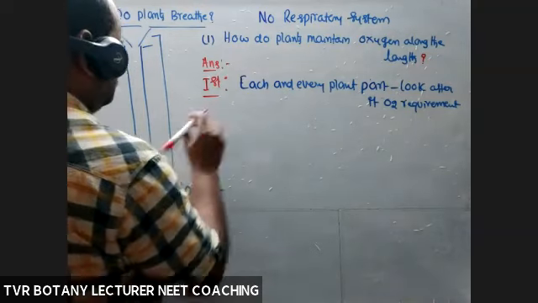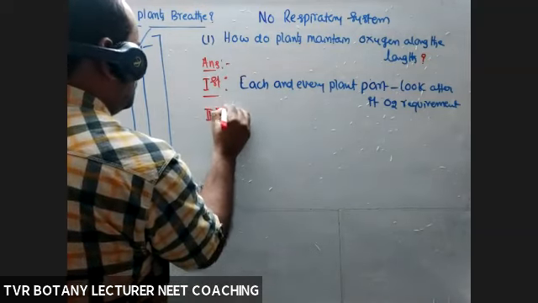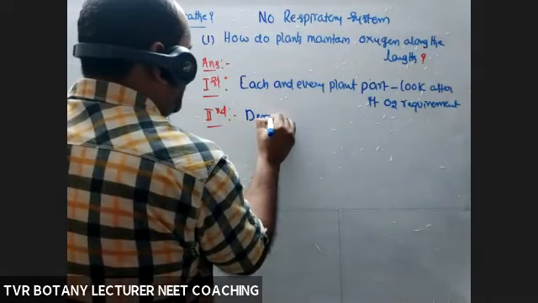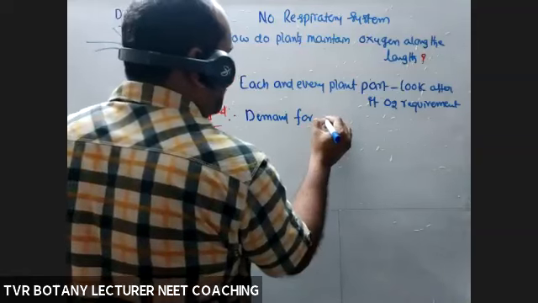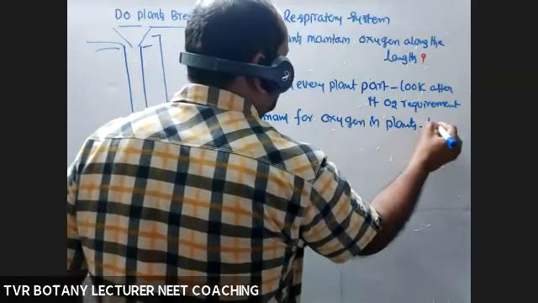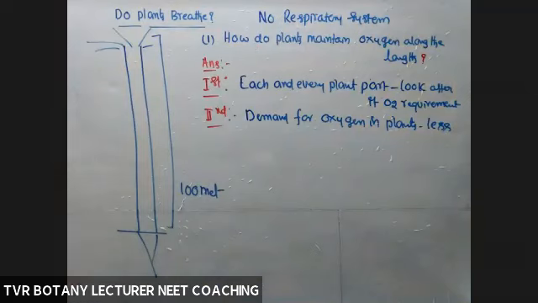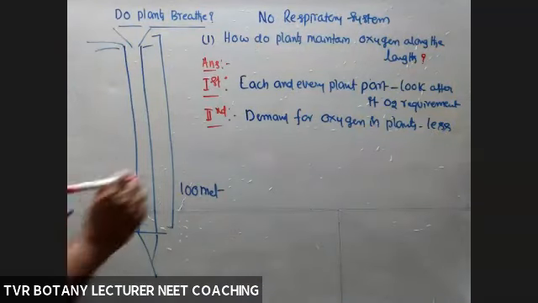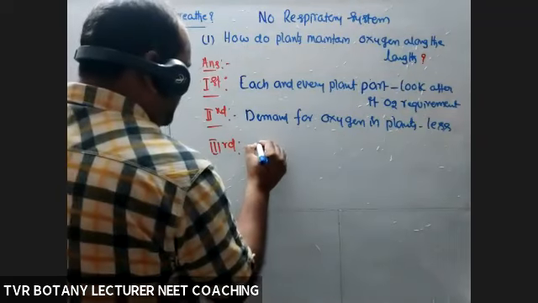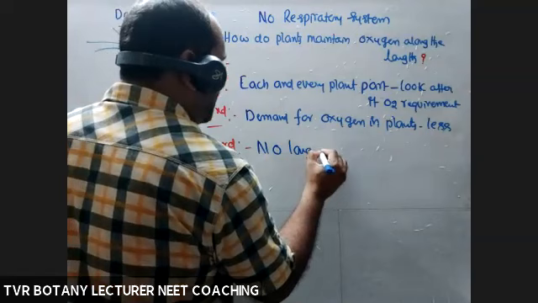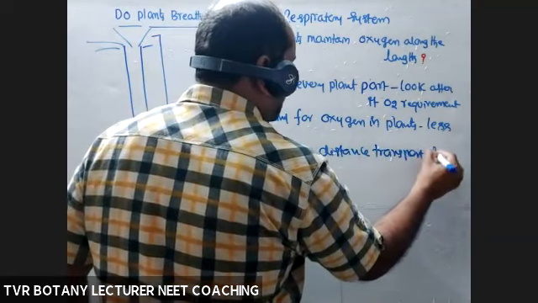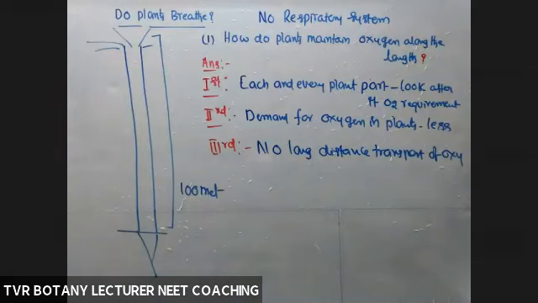And the second answer is, the demand for oxygen in plants is less. We will discuss. The demand for oxygen in plants is very less. Third answer: there is no long distance transport of oxygen. We'll discuss one by one.